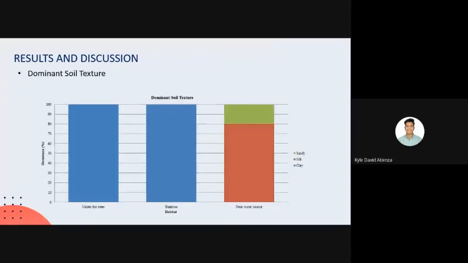For the dominant soil texture, 100% of the quadrats include the clay soil type. Same with the bamboo habitat, while in near a water source, 80% of the quadrats has silt and 20% is sandy.